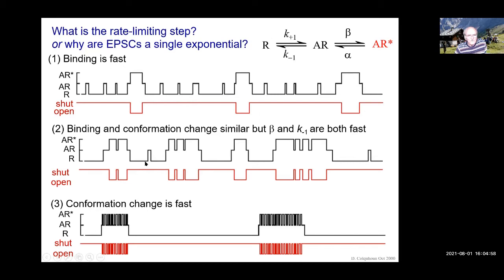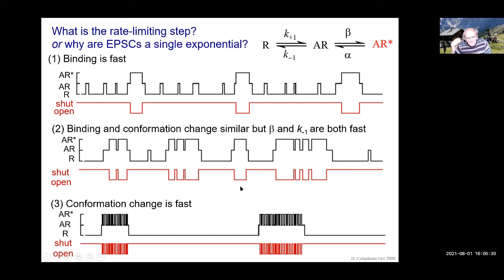Some, of course, will become occupied without opening. There's one there and one there. It'll just return to the unoccupied state. In this case, it becomes occupied, opens three times before it shuts. In this case, it just opens once before it shuts. In this case, it opens four times before the agonist dissociates and it's over.